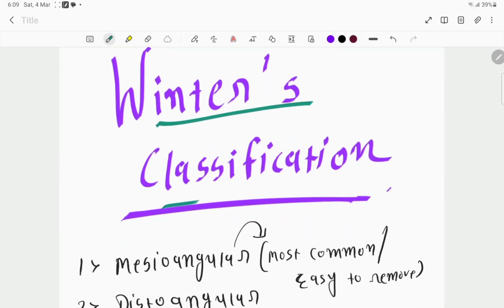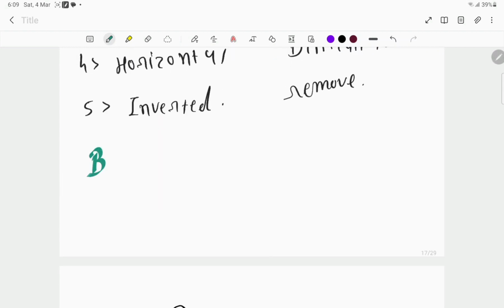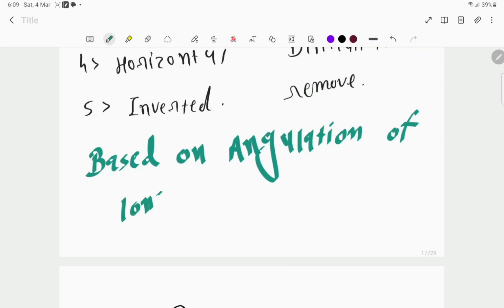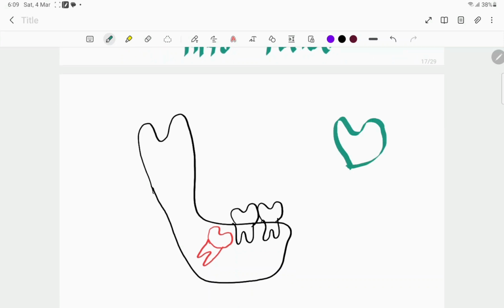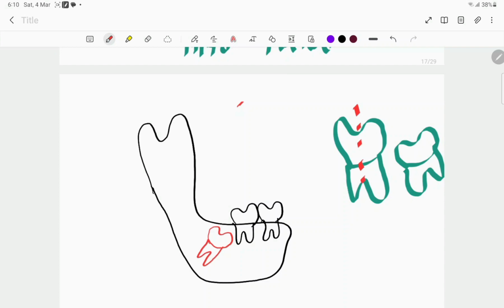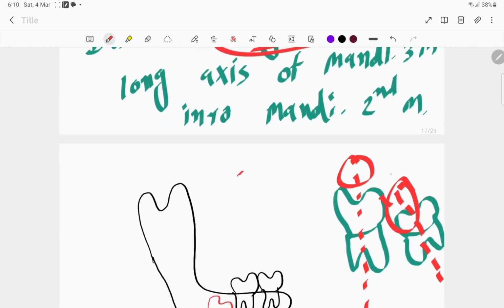So first we will start with the Winter classification. The Winter classification is based on the angulation of the long axis of the mandibular third molar to the mandibular second molar. It means we have to mark the long axes. Suppose this is your mandibular second molar and this is your mandibular third molar. This is the long axis of the second molar and this is the long axis of the third molar. We have to mark the angulation between these two long axes.